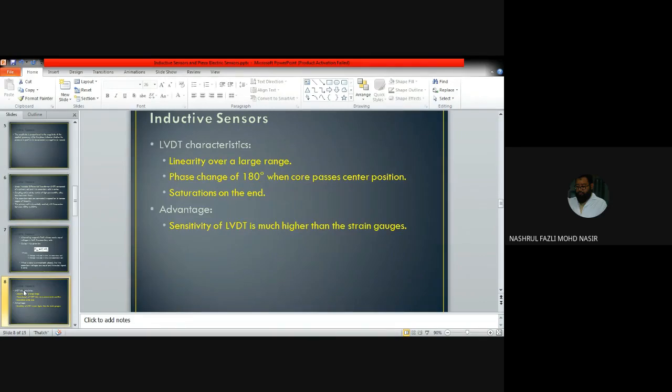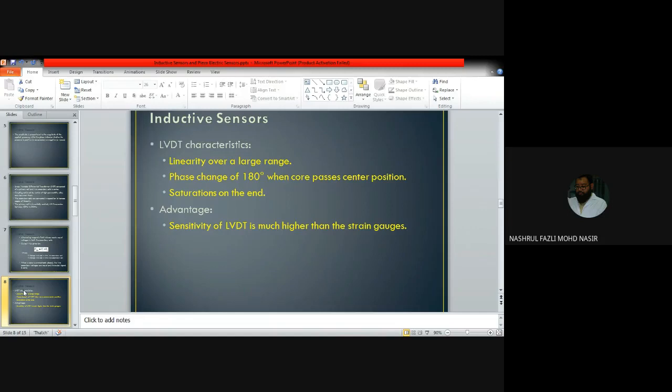What are the characteristics of LVDT? It has a linearity over a large range. Because if you do a measurement, you need to have a high linearity so that you can measure a lot of things. You can expect many things if it's linear. If it is non-linear, it's a trouble for you to measure many things.